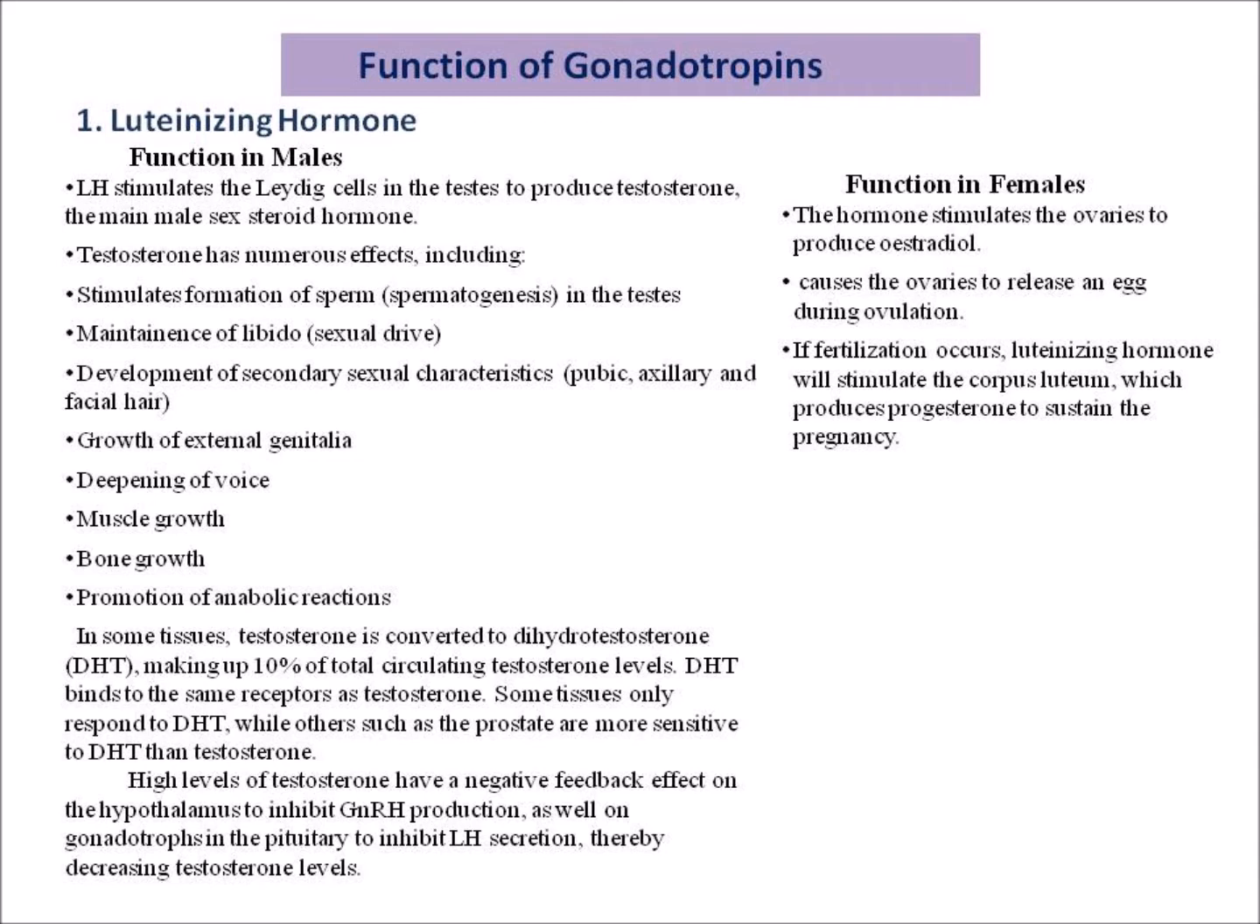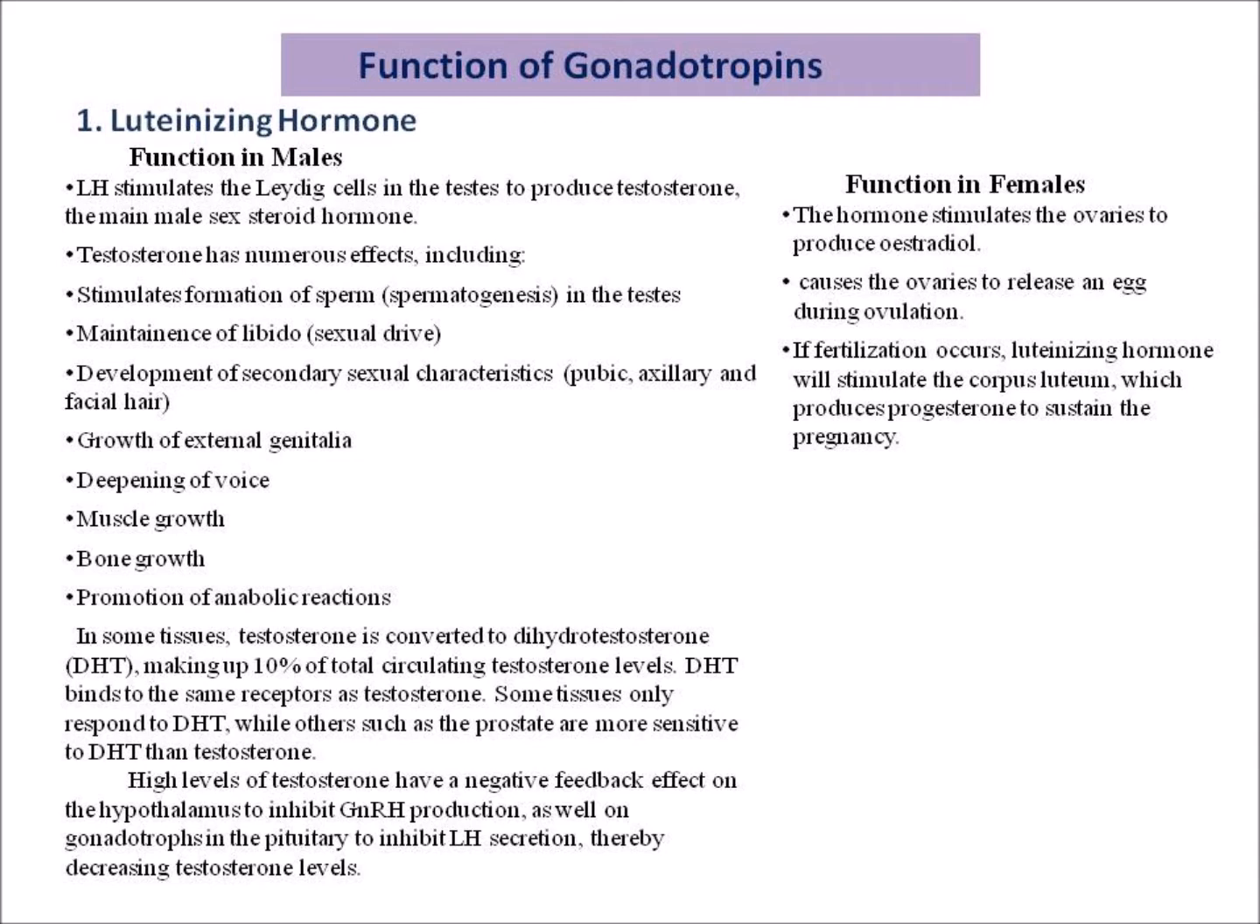Luteinizing hormone function in males is to stimulate the Leydig cells in the testes to produce testosterone, the main male sex steroid hormone. Testosterone has numerous effects including: stimulates formation of sperm, that is spermatogenesis in the testis; maintenance of libido, that is sexual drive; development of secondary sexual characteristics, that is pubic, axillary and facial hair; growth of external genitalia; deepening of voice; muscle growth; bone growth; promotion of anabolic reactions.